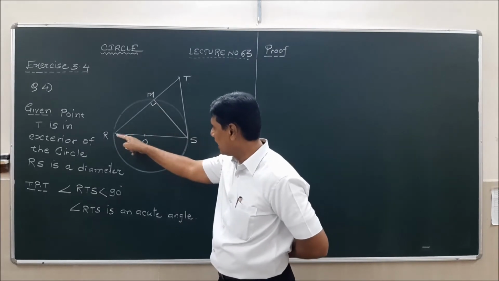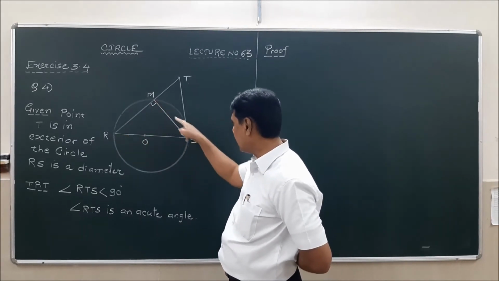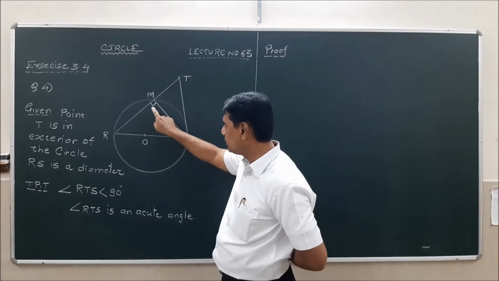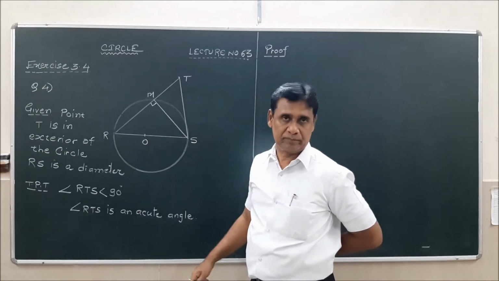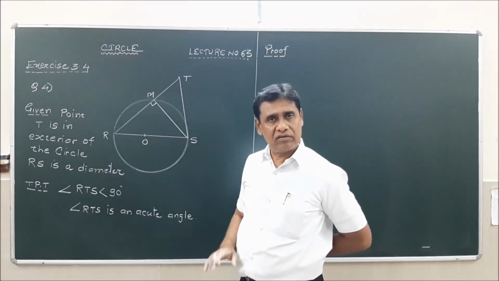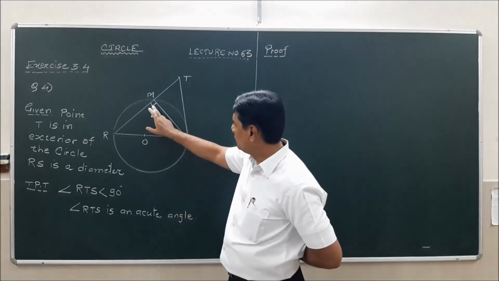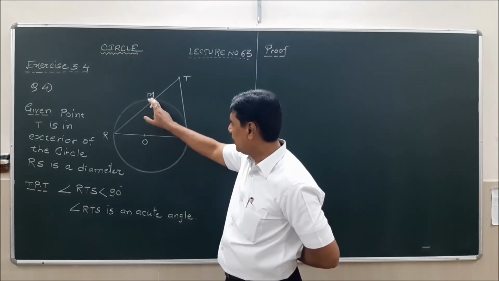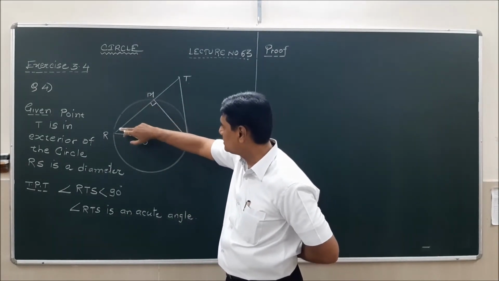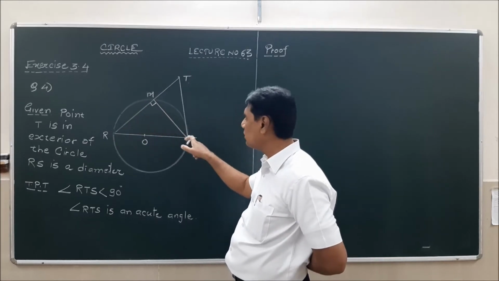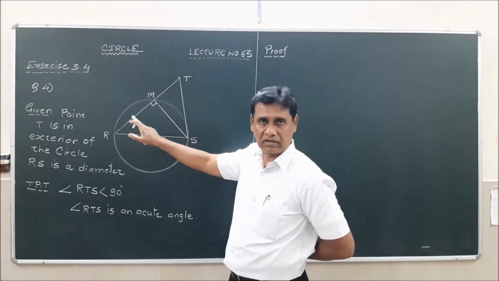That segment has formed that angle RMS. The angle subtended by a diameter is 90. Why is it 90? Very simple reason. This angle M is an inscribed angle. Why is it an inscribed angle? Because it is lying on the arc of a circle.